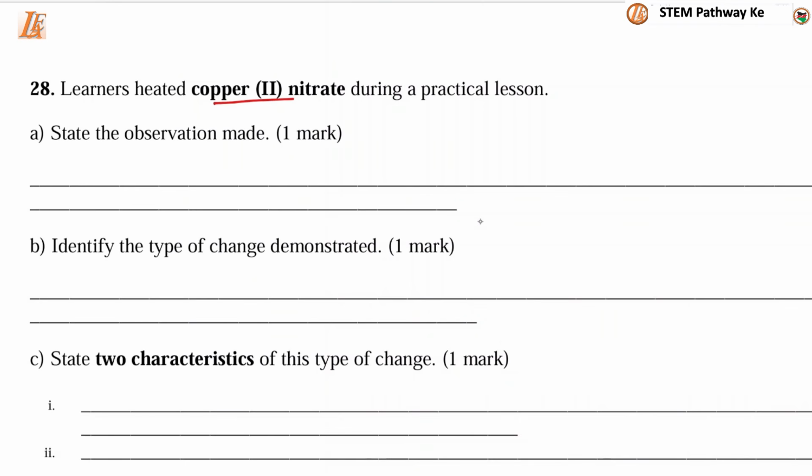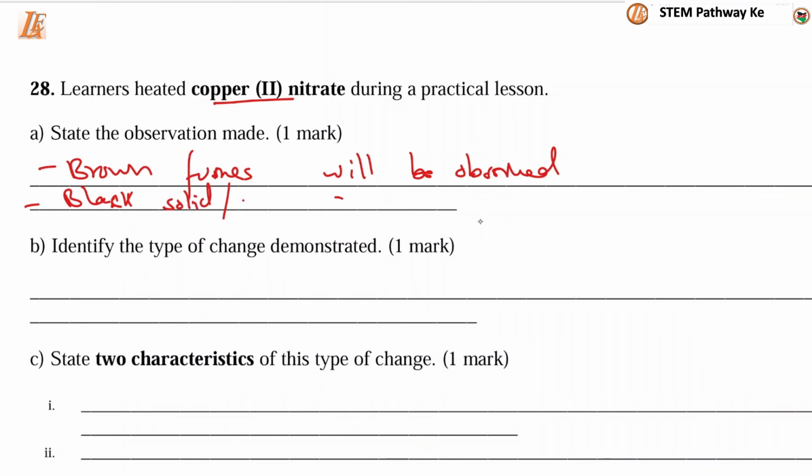When you heat copper 2 nitrate, it will decompose to form copper 2 oxide. It will also form oxygen gas and a brown fume of nitrogen 4 oxide. A brown fume will be observed. Another observation is that a black solid, or black residue, is formed.